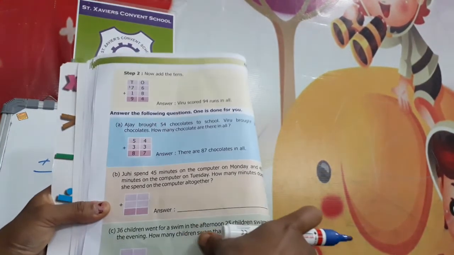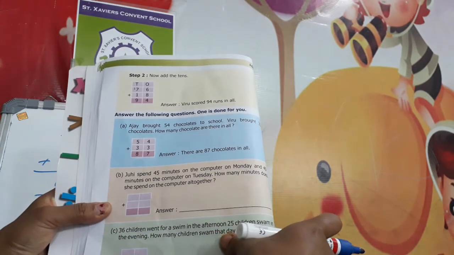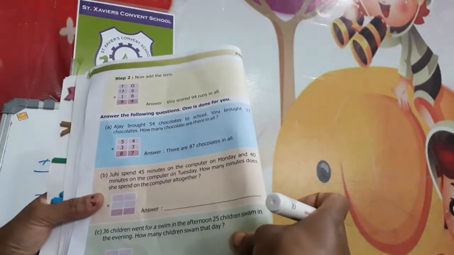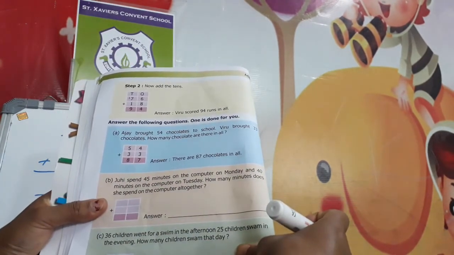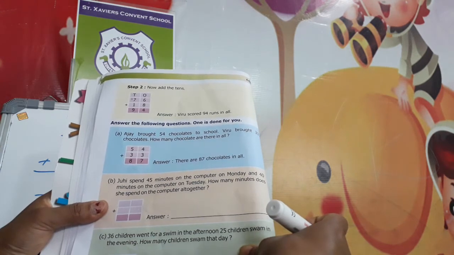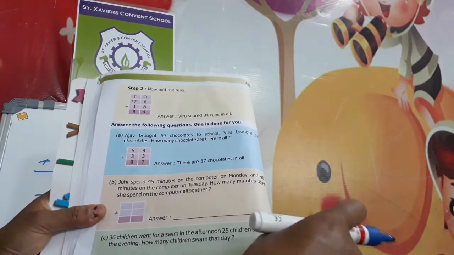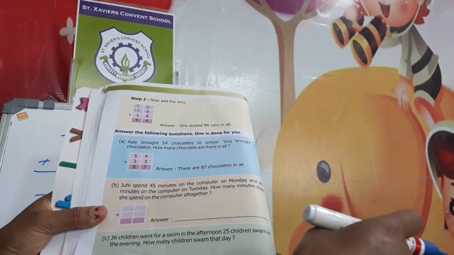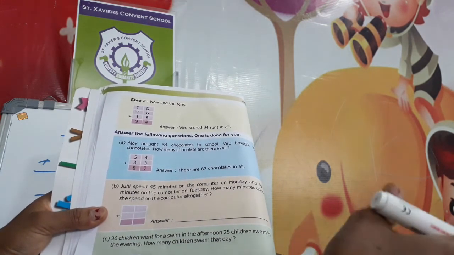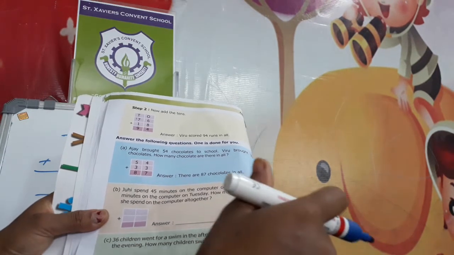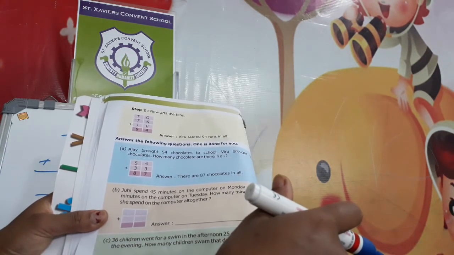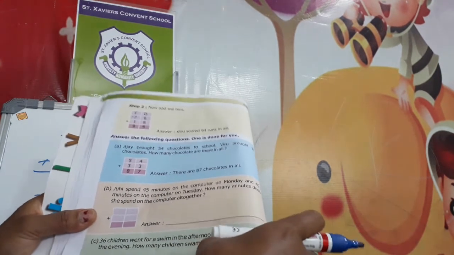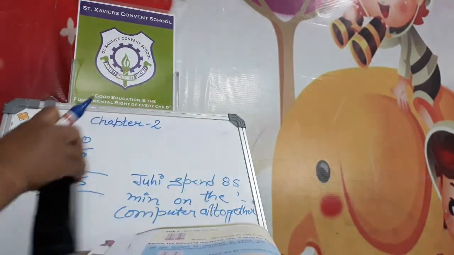Okay, now look at the question number C. 36 children went for swim in the afternoon. 25 children swam in the evening. How many children swam that day? Some students swam in the afternoon and some swam in the evening. We have to add both numbers of students together. 36 plus 25.